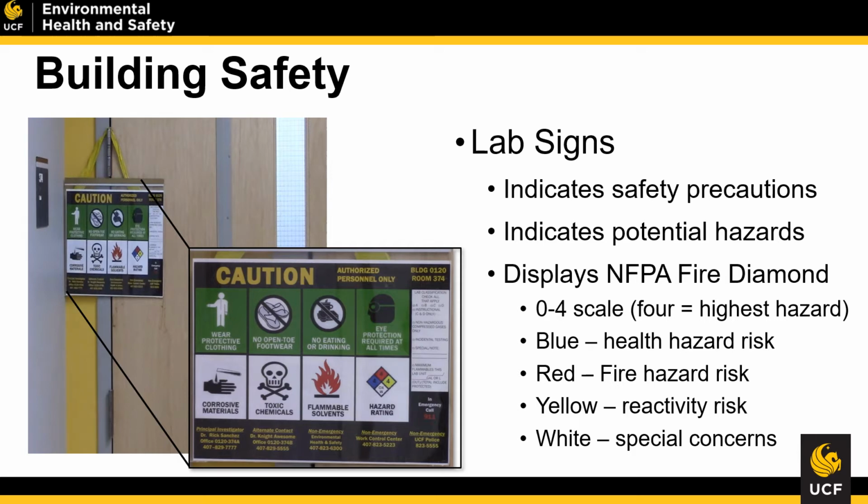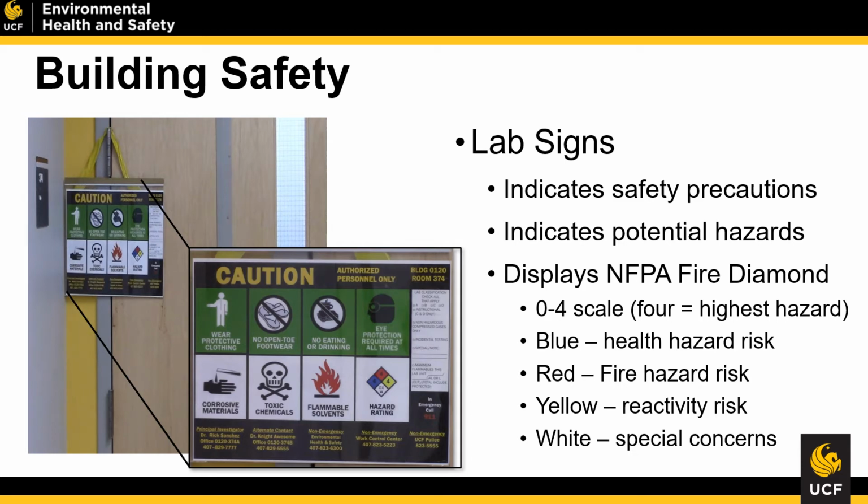The top box in the fire diamond is a red box. That's an indication of how flammable something is. Same principle, 4 being the most extreme, 0 being the least. On the right-hand side of the box is a yellow box, and that is an indication of reactivity, how unstable that product is going to be, 4 being the most extreme, 0 being the least.